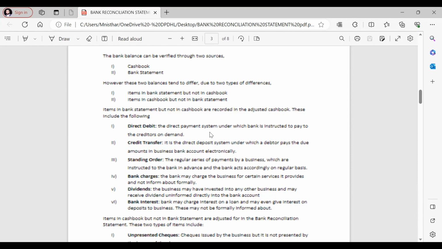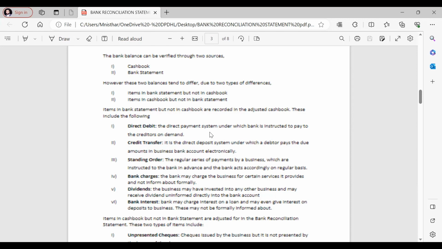Also, bank charges means the bank may charge the business for certain services it provides and not inform about it formally. So this is the charge the bank makes for the services provided by them. For example, if you're maintaining a savings account, they'll charge you for providing message services, like all the online services. Likewise, when you maintain a current account, they charge for the services they provide.